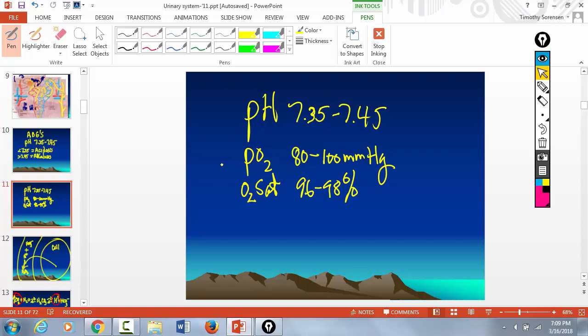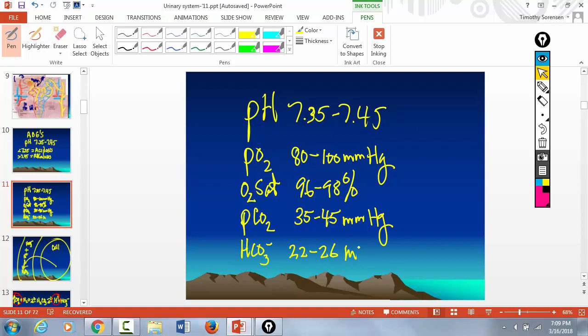Do you understand that? What's the only thing that will affect pH? CO2. And normal CO2 is 35 to 45 millimeters of mercury. And then you look at your bicarbonate level. Your bicarbonate level is an electrolyte, so it's measured as 22 to 26 milliequivalents per liter. Who's with me? Guys?